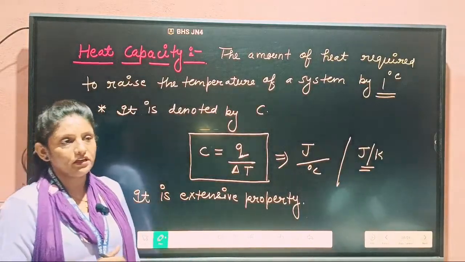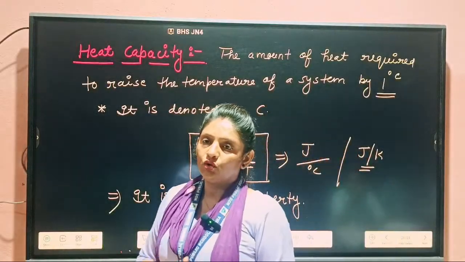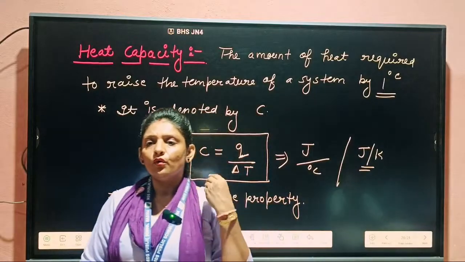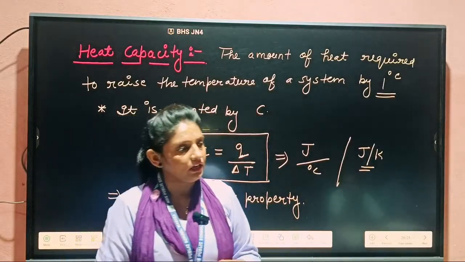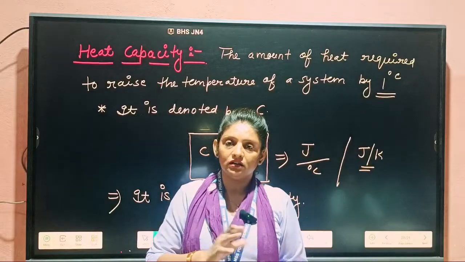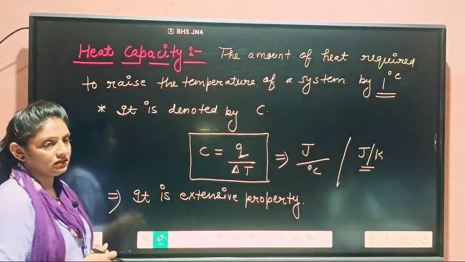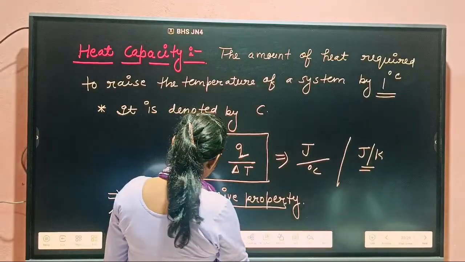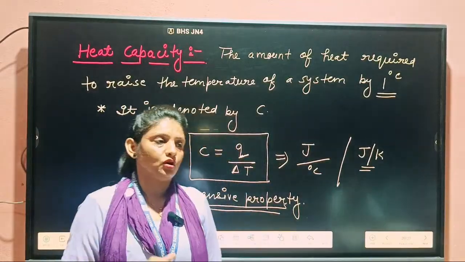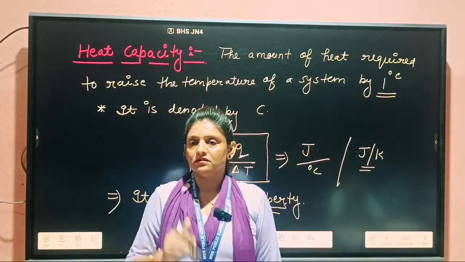So what is the heat capacity? Heat capacity is the amount of heat which is required to raise the temperature of a system. How much? By 1 degree Celsius only, or we can say by 1 unit only. Because if we are raising by 1 Kelvin, then it will be 1 Kelvin also. So we can say by 1 unit. That heat required is known as the heat capacity. It is represented by C. And what type of property? It is an extensive property. Extensive property means it depends on the amount, on the quantity and size of the particles of matter present in the system.